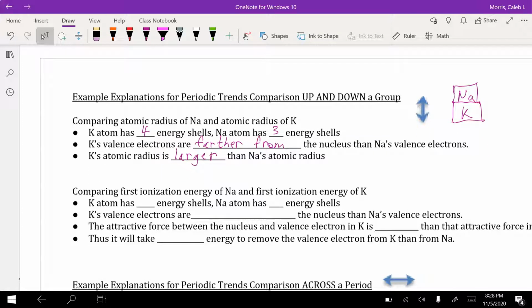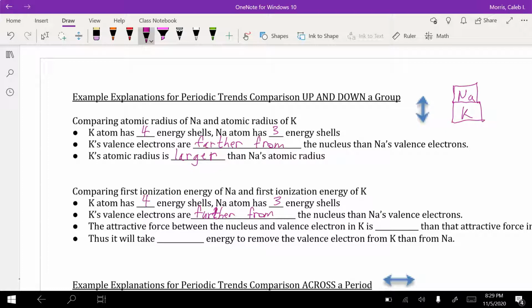Comparing the first ionization energy of Na and K, same elements. The first ionization energy is how tightly it holds on to electrons. So again, the potassium atom has 4 energy shells and sodium has 3. Potassium's valence electrons are farther from the nucleus than sodium's valence electrons. That doesn't look like a T, but that was supposed to be a T. They're further from the nucleus than sodium's valence electrons.